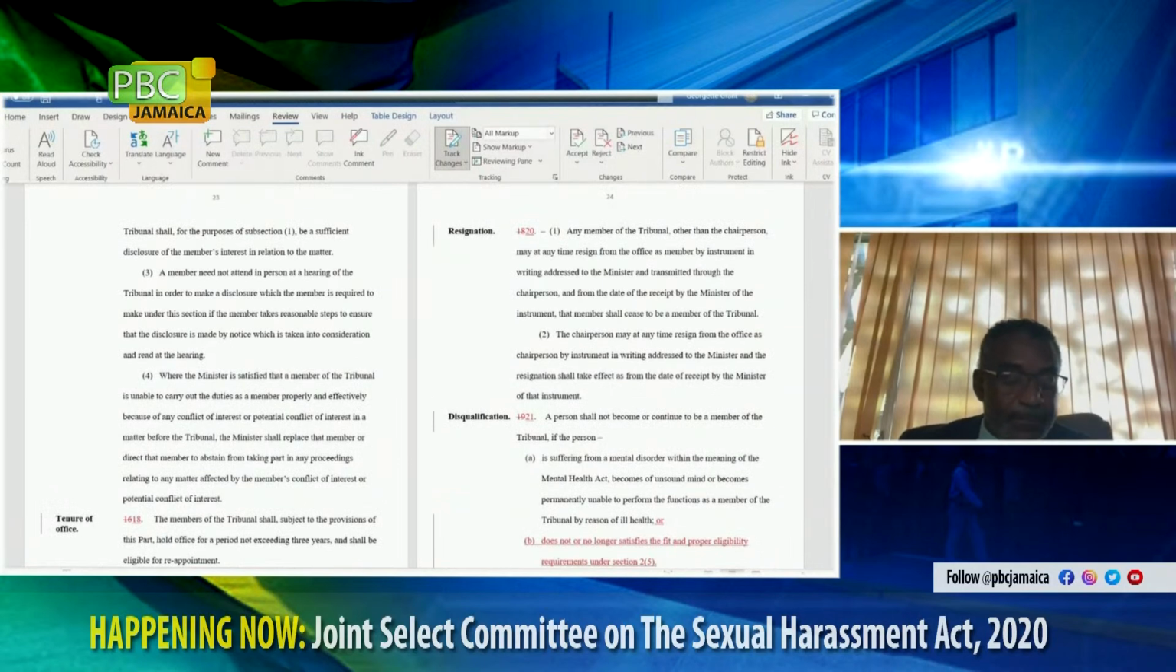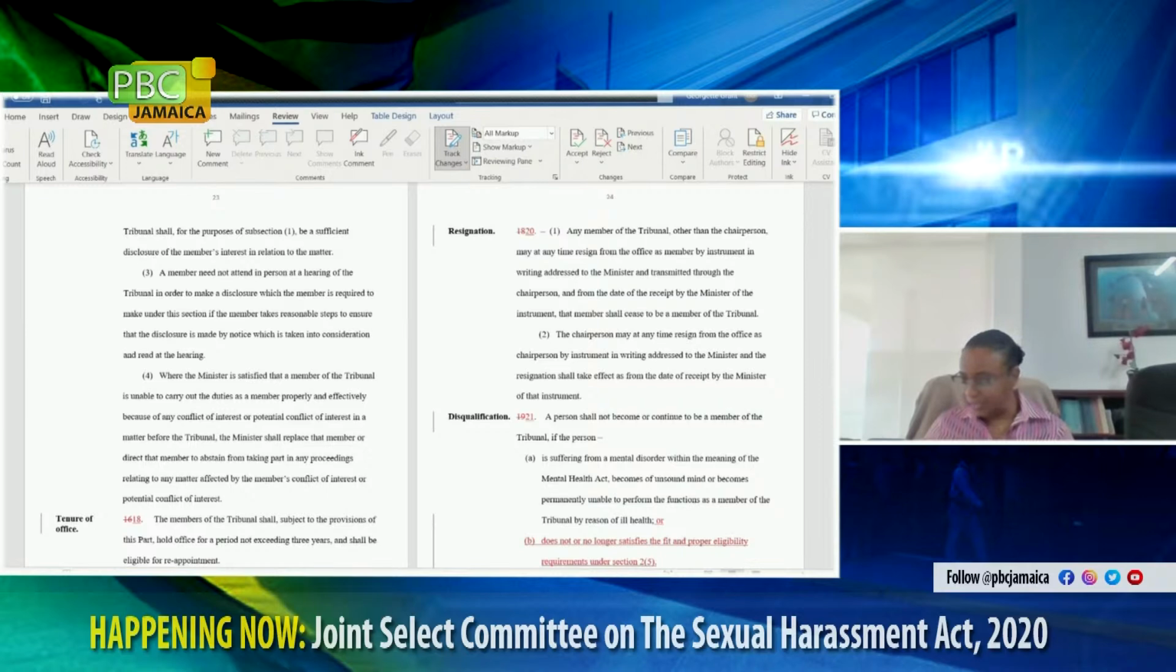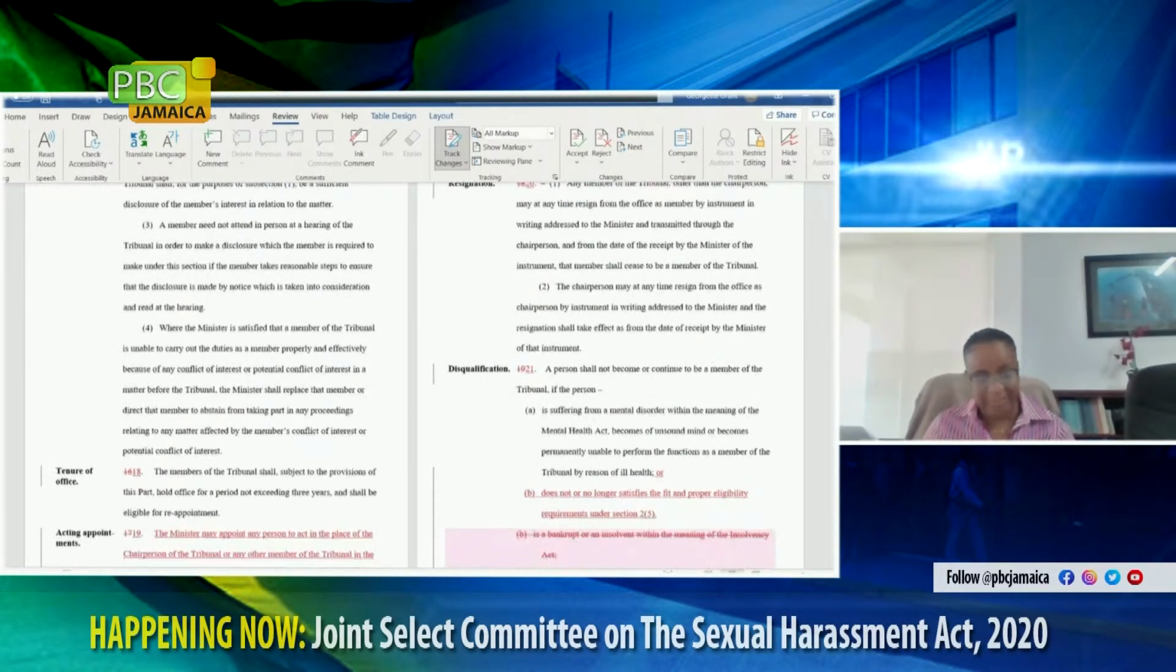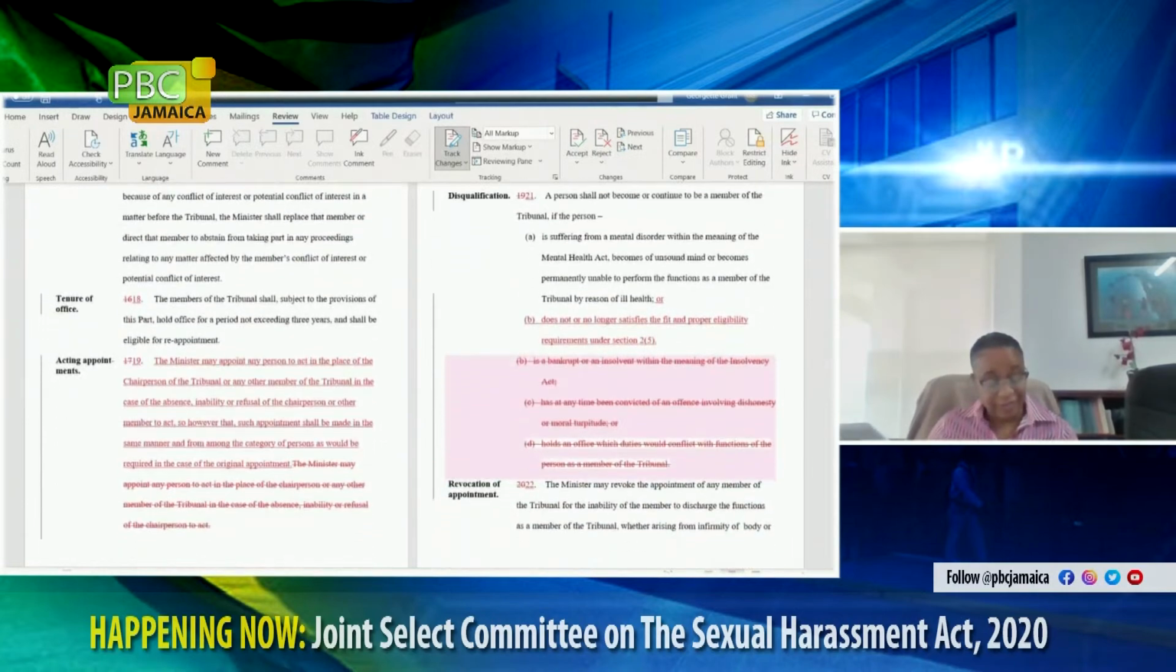In clause 21, Chair, where we speak of the disqualification, I think that will take care of the point that was raised by Senator Rodriguez. Clause 19, disqualification, A is to be left, Chair, because that is necessary, but we took out B, C, and D and inserted instead: the person does not or no longer satisfies the fit and proper eligibility requirements under section 2.5, because we have now done this fit and proper test requirements, Chair. There's no need to state it as B, C, and D. We just link it back to section 2.5 of the Act, as whatever is there is listed already.